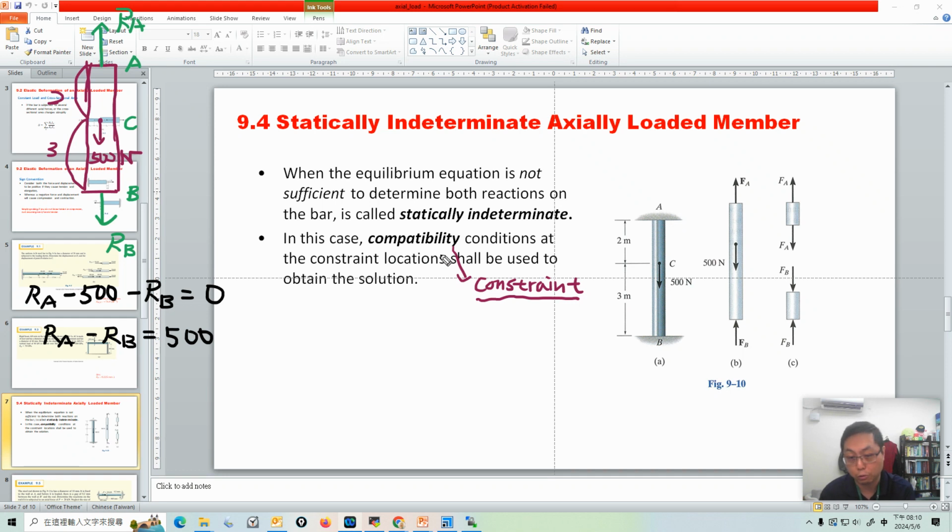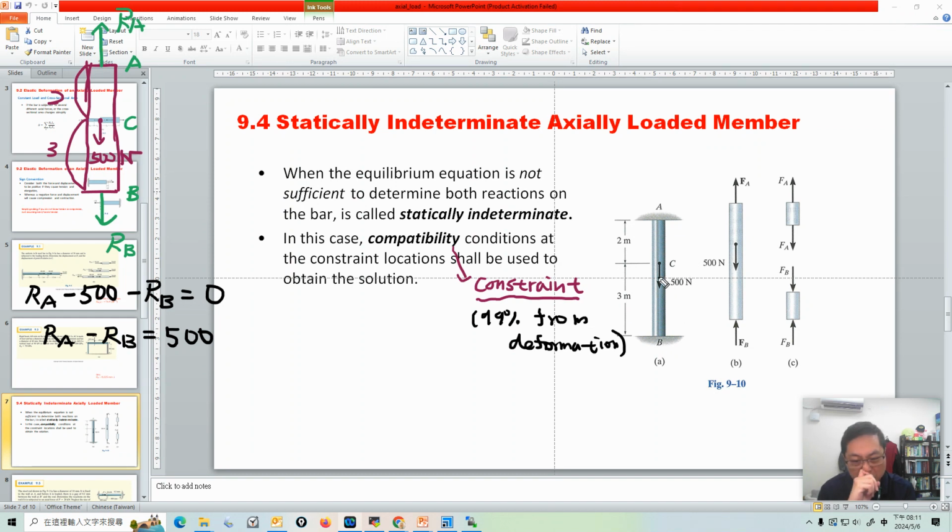Then you have to find a compatibility equation. To me, it's called finding a constraint, and 99% of the time the constraint comes from deformation. So we have to use deformation to find the deformation constraint of this system. Actually, I have done a video to demonstrate a real statically indeterminate problem for an axial loading member. Please look at the video, and you will understand the reason for the constraint equation.